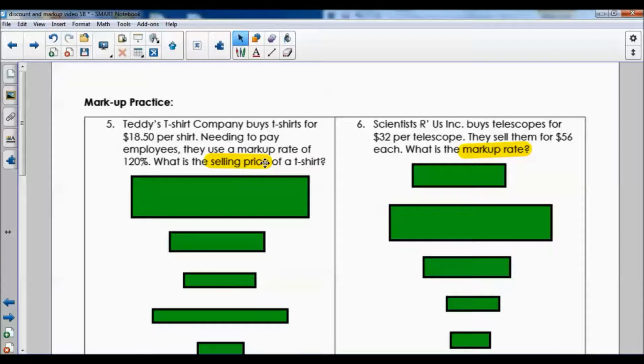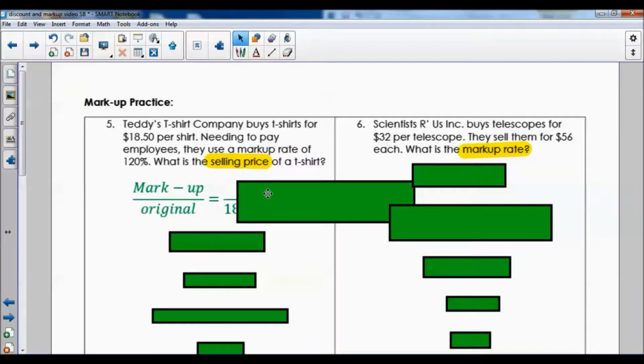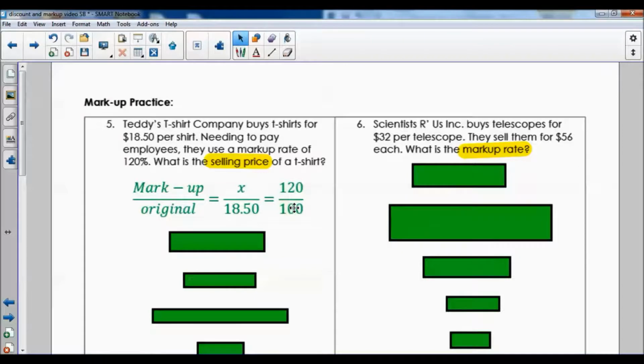So what we need to do is find the markup and then add to figure out how much they're actually selling them for. Okay, so this time when we set up our proportion, instead of discount or tax or tip, we're just going to put markup at the top. What is the markup? Okay, that's what we're trying to find here. But we know the original was $18.50, and then percent always goes over 100.